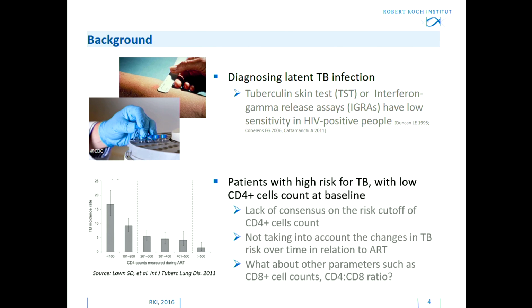Other approaches, we can see in other studies. They say, okay, we look for HIV patients at higher risk for tuberculosis, and we define this group by low CD4 cell counts at baseline. The problem with this approach is that we don't have agreement on the CD4 cell count as a cutoff. Also, this approach doesn't take into account how the risk of tuberculosis changes over time, especially when patients are receiving antiretroviral therapy. And we didn't find data about CD8 cell count and CD4-CD8 ratio as a predictor for TB risk.